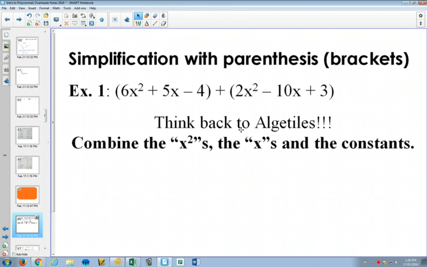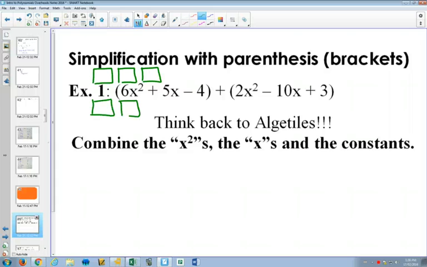If we think back to our algetiles, the x squareds were big boxes, so in our first bag we would have 6 of these big boxes. Would we shade them in or leave them open? Shade them in because it's a positive 6. 5x would show up as 5 of these bars, shaded in too. And 4 would be 4 little ones. That is what is in our first set of brackets.